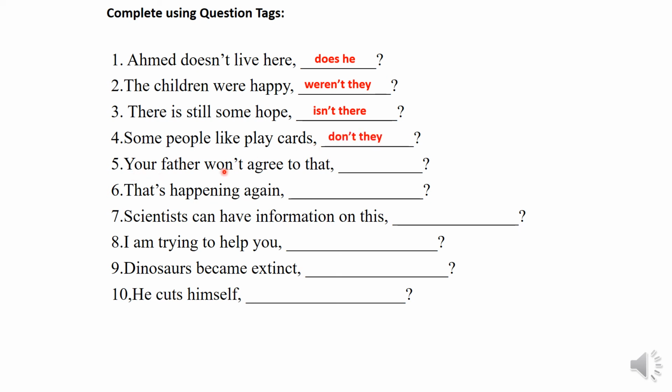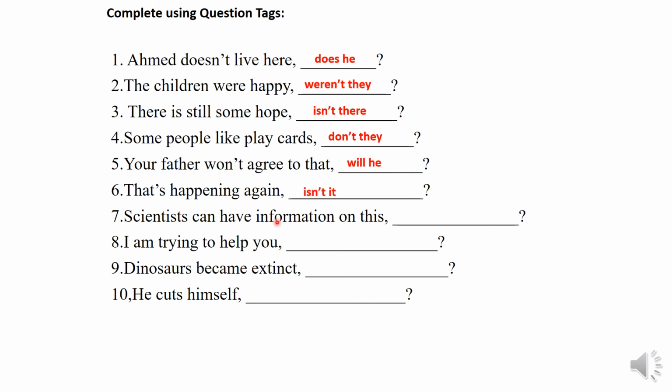Your father won't agree to that, will he? Okay, here is will, the future. So will, won't, the positive is will, and you take your father as the subject, we put it at the end. Will he? That's happening again, isn't it?